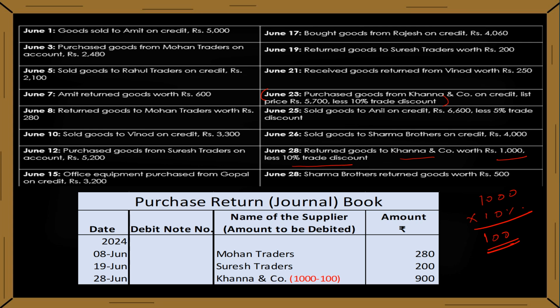So the date is 28 June and we have to write it in the purchase return journal book since it is a purchase return. Name of the supplier is Kanna and Company. Here the amount is 1,000 less 100, which is 900. That is the net amount to be taken to the purchase return journal book.